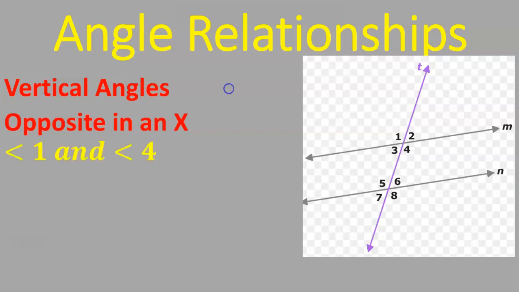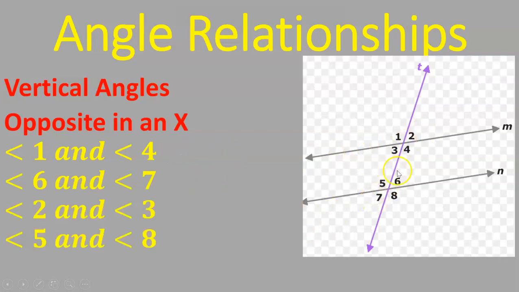We have four pairs here, 1 and 4. Again, opposite in that X where two lines cross. 6 and 7, 2 and 3, and 5 and 8. And regardless of the status of M and N, these vertical angles are always going to be congruent.